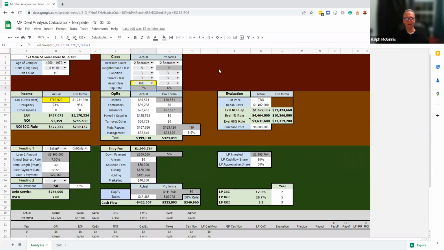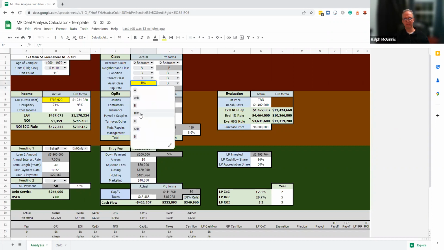Before we move on, are there any questions that anybody has about this section in red? None. Okay, cool.